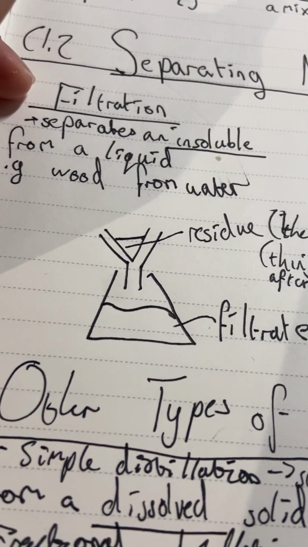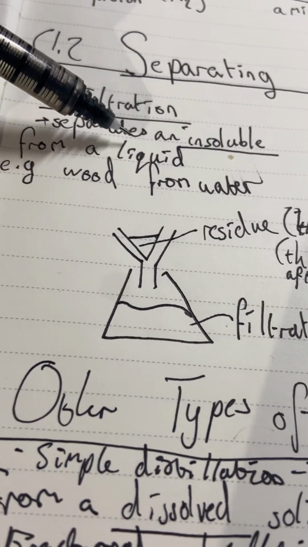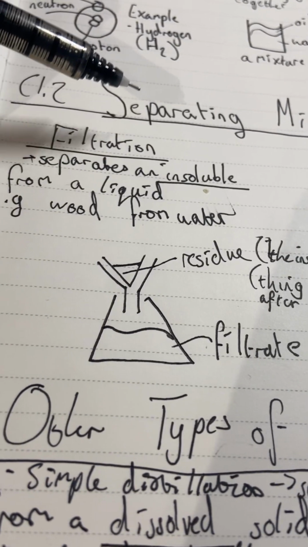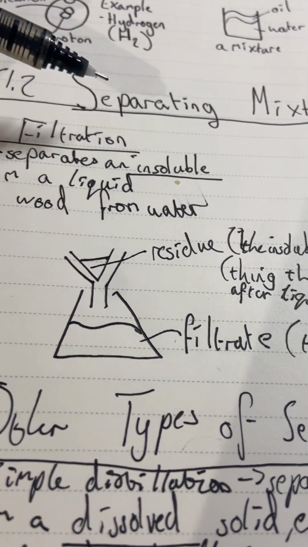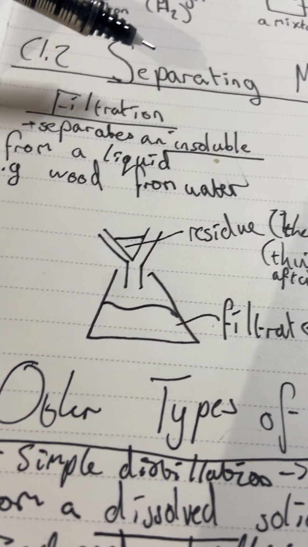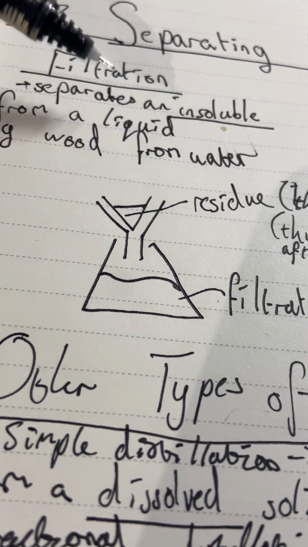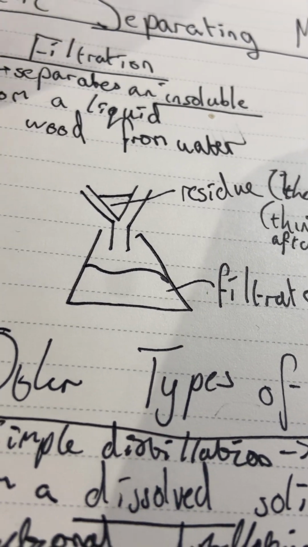Firstly, filtration. Filtration is separating an insoluble from a liquid. An insoluble is just something that doesn't dissolve in water. An example of this is wood from water, or wood and water. Sorry.